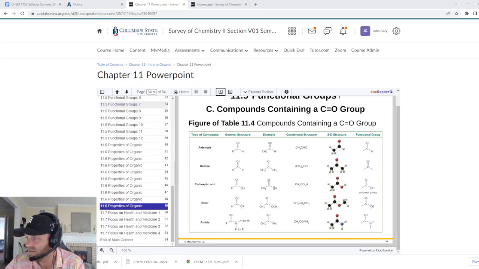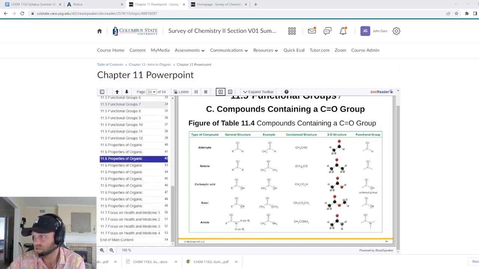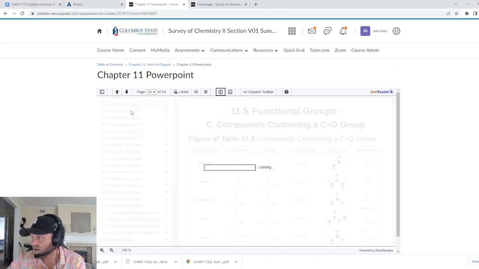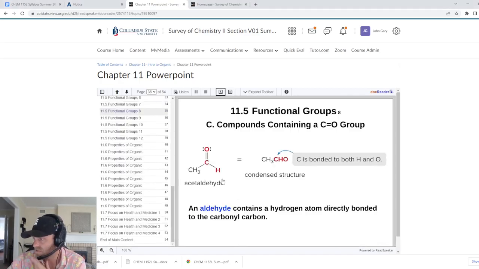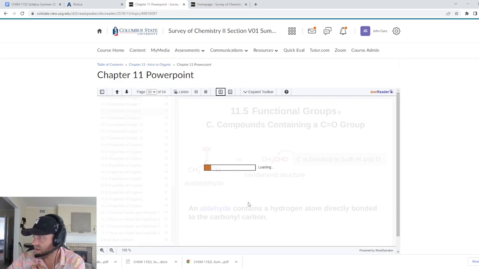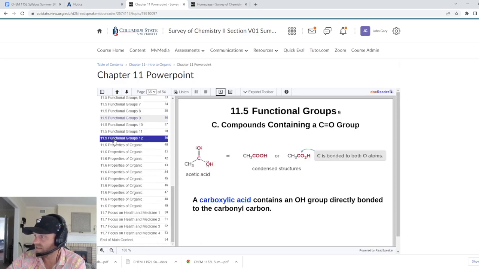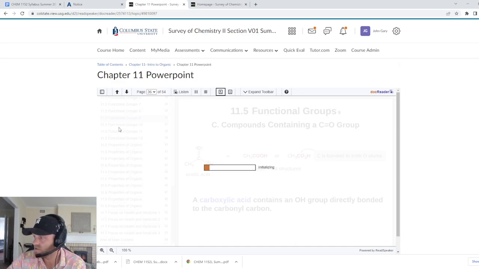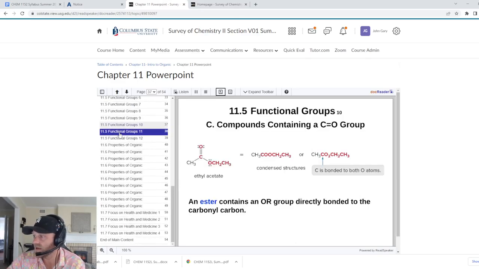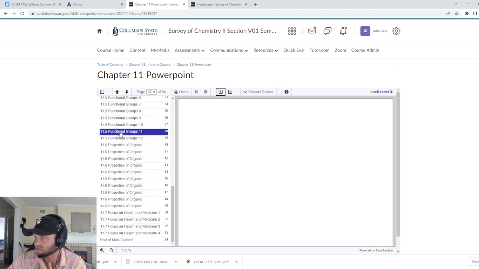But, yeah. So that covers most all the functional groups. Let me see if they go into anything else. Nah, it just talks about each one. So the aldehyde, the ketone, carboxylic acid. Be familiar, be able to recognize these different molecules. And you'll get a lot of practice on these, particularly in Alex.